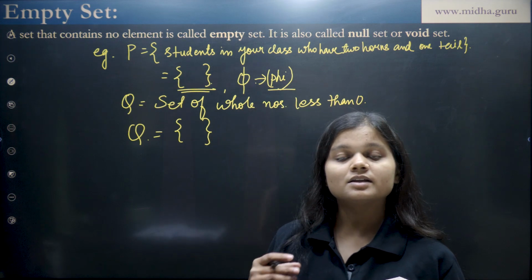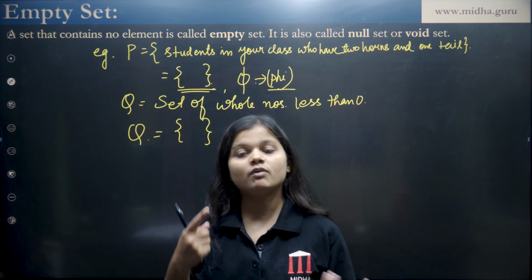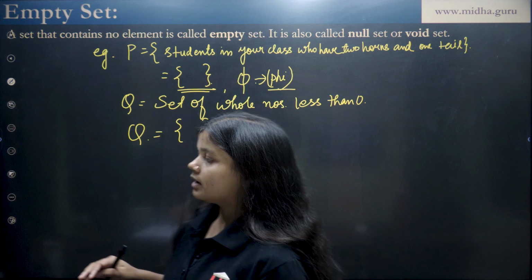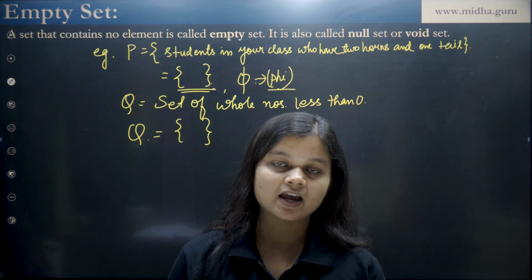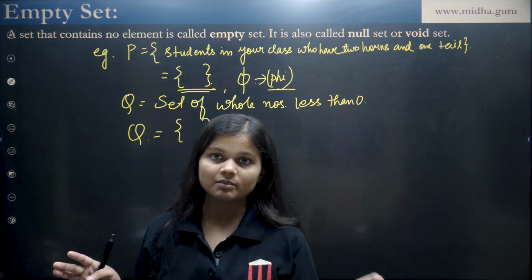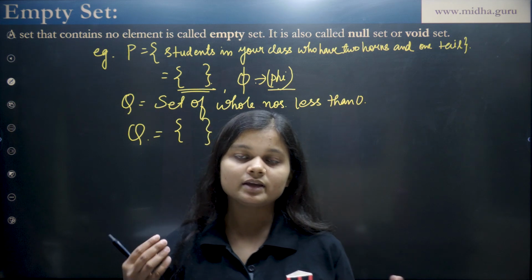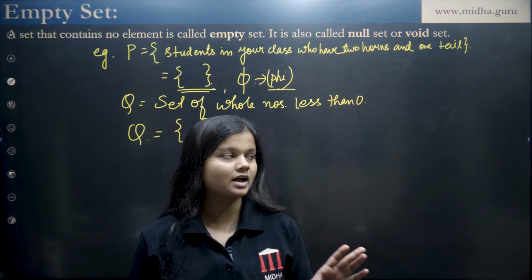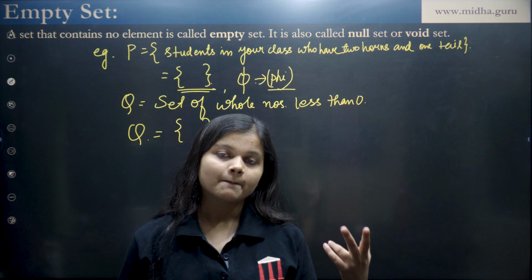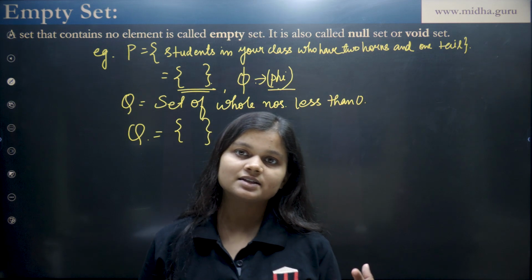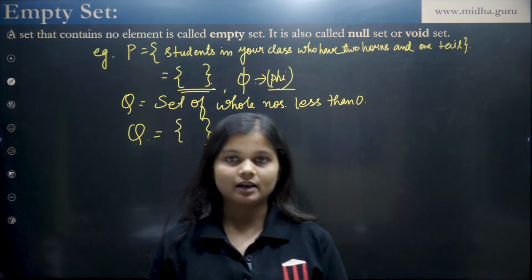Okay, singleton sets are those sets which have only one element inside the set. Infinite sets are those sets which have infinite numbers of elements inside the set and that cannot be calculated. And finite sets are those sets which have a finite number of elements inside the set and that can be calculated.